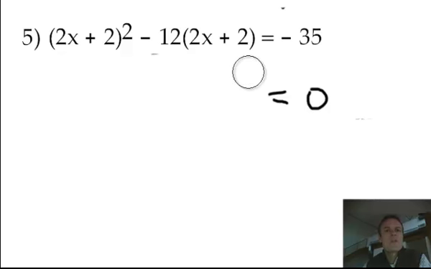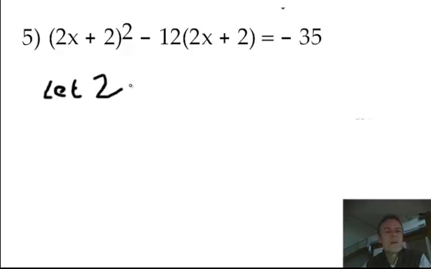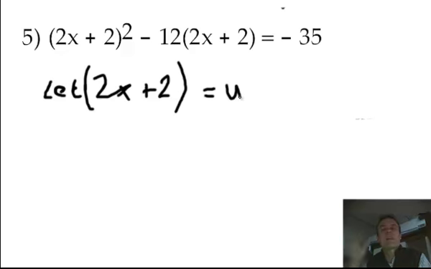Okay? Notice that both these parentheses are the same. They're both 2x plus 2. So suppose, this is how they write it in the book, let that 2x plus 2 equal, it doesn't matter what letter you pick, they tend to pick u. Now this is kind of solving by substitution. I'm going to substitute u where the 2x plus 2 is, okay?